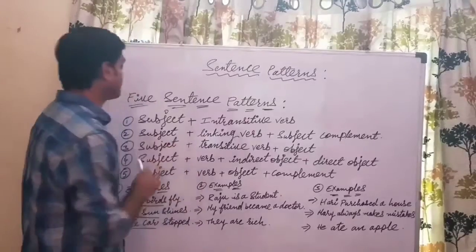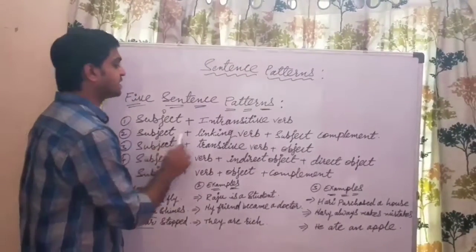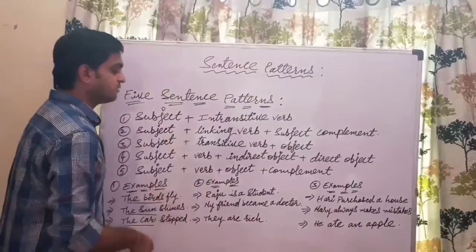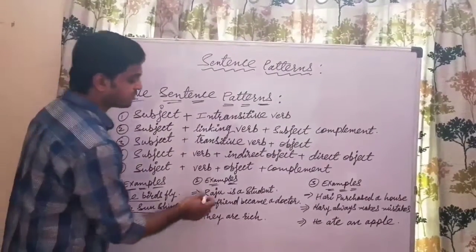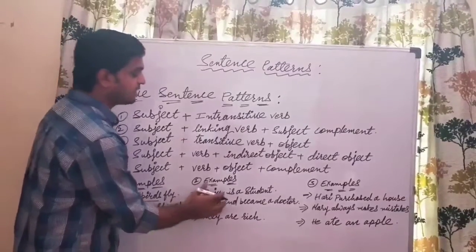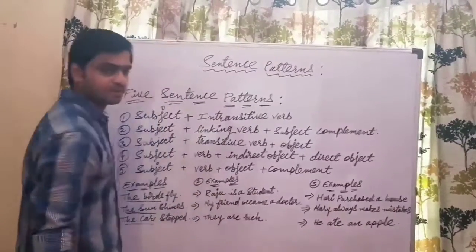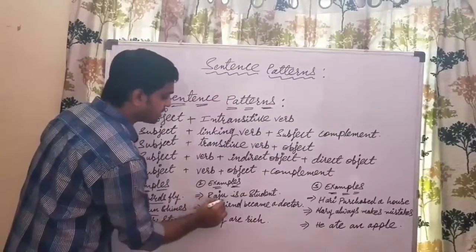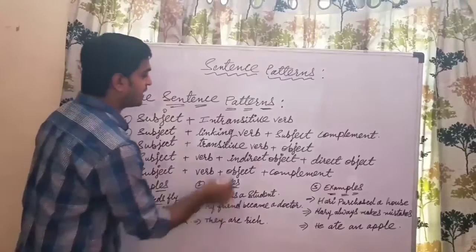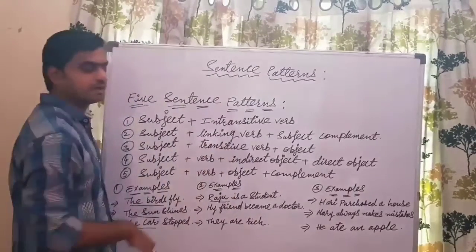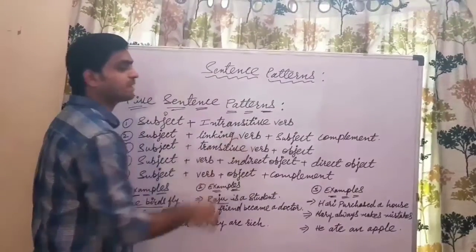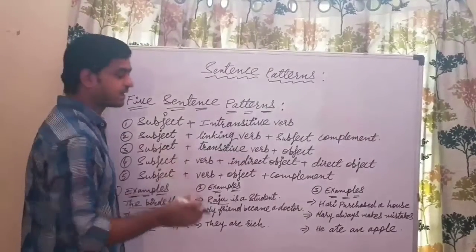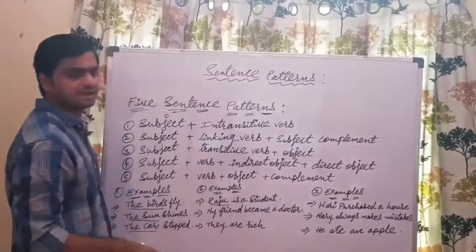So next one we will go through, that is subject plus linking verb plus subject complement. With some examples for understanding, the first example is Raju is a student. Raju is the subject. And linking verbs here, maybe it is a helping verb or else a main verb. A verb is compulsory for giving a proper meaning to that sentence.